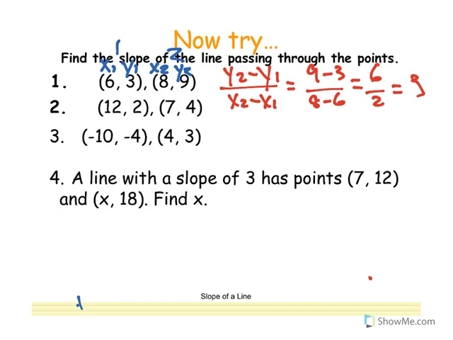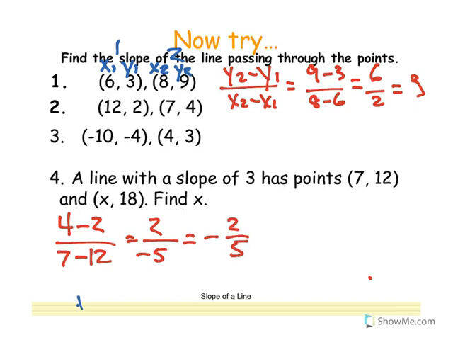Okay, for my second one, I'll put that down here. My y2 minus y1 is 4 minus 2. My x2 minus x1 is 7 minus 12, which is going to give me 2 divided by negative 5, which I would prefer to express as negative 2/5.